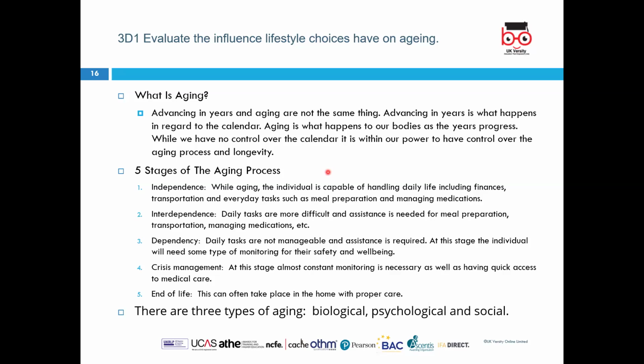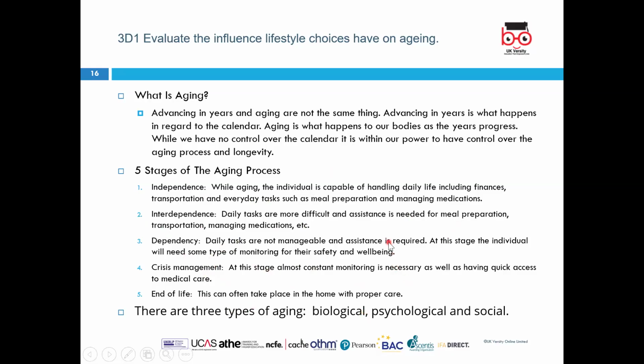There are 5 different stages of the aging process. There's independence. While aging, the individual is capable of handling the daily chores of his or her life. Interdependence is somewhat shared, where they need assistance. Dependency is being completely dependent. Crisis management is obviously where they can't do without medical care, and end of life is the last stage of aging.